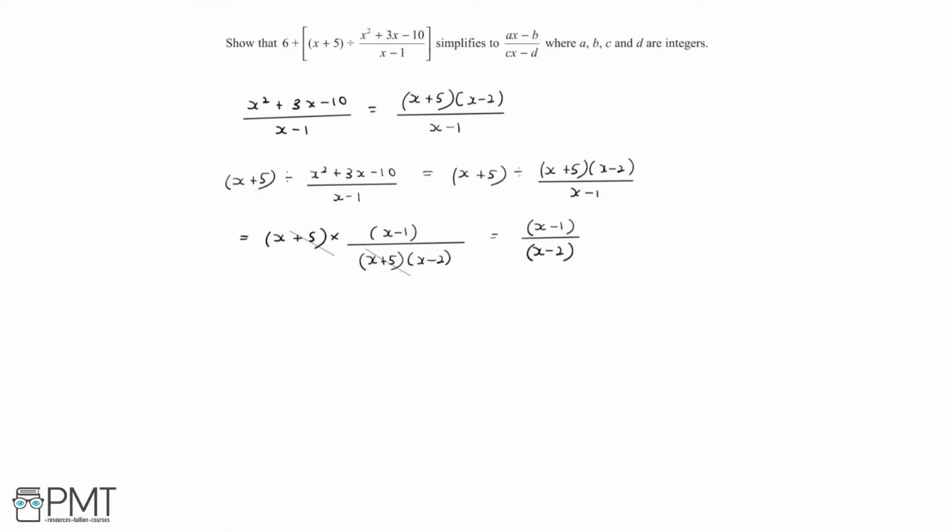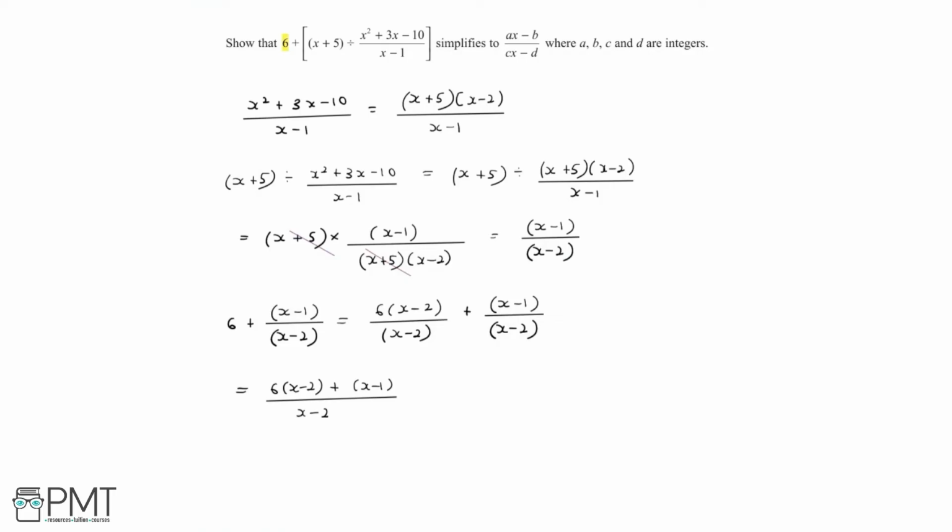Well, now we can't forget about the 6, and so we need to do 6 plus x minus 1 over x minus 2. Well, now in order to add fractions, we need to make sure that the denominators are the same. And so to ensure that 6 has a denominator of x minus 2, we can write 6 as 6 multiplied by x minus 2 divided by x minus 2. And then remember to add the x minus 1 over x minus 2. Now that these two fractions have the same denominator, we can write this as 6 multiplied by x minus 2 plus x minus 1 all divided by x minus 2.